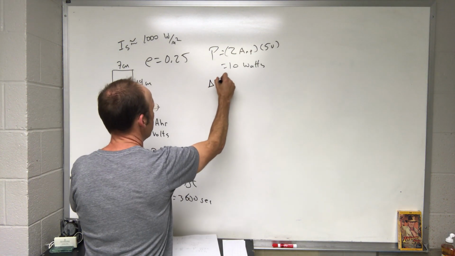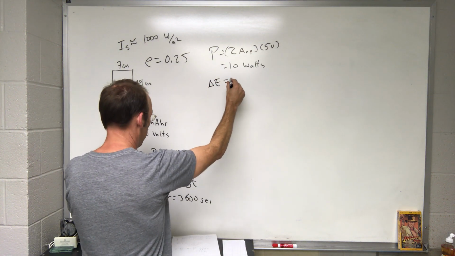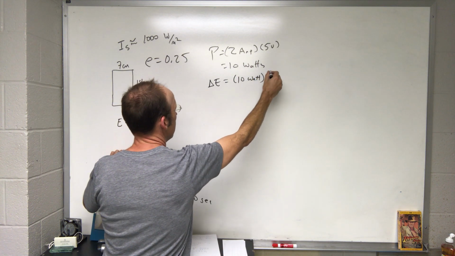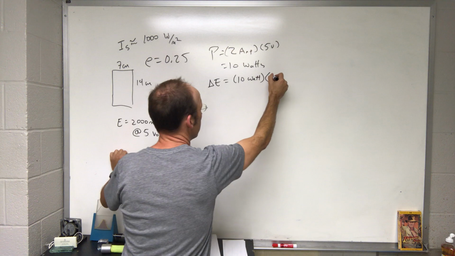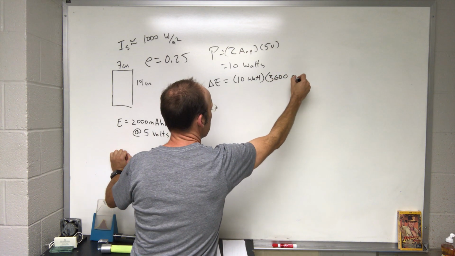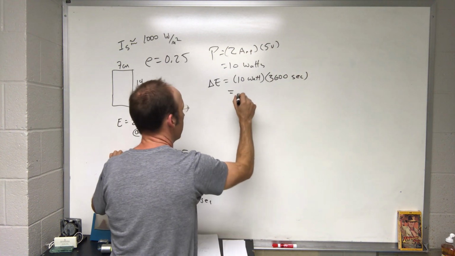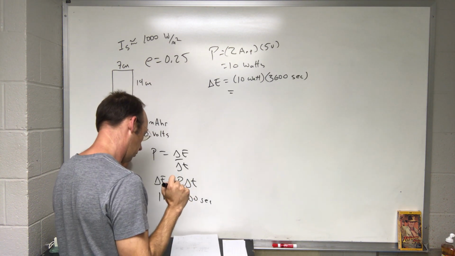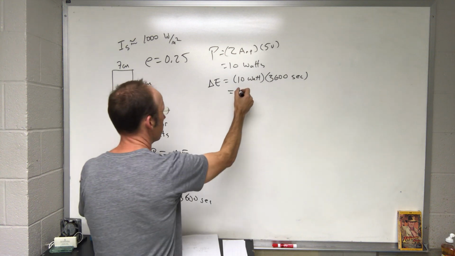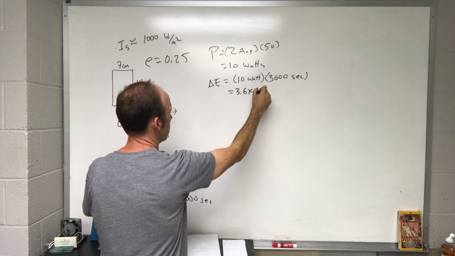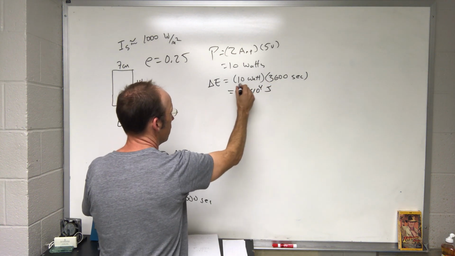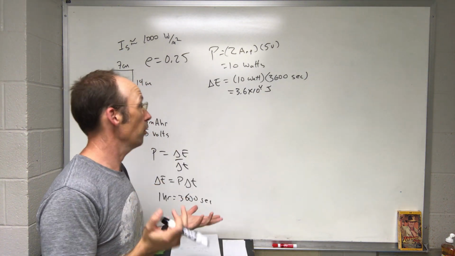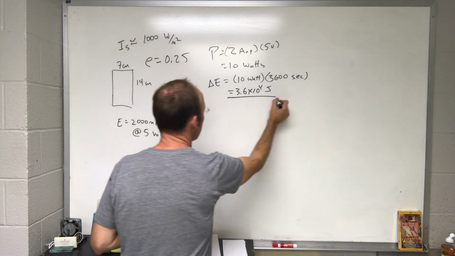So the change in energy for that battery in the phone is going to be the power of 10 watts, which is a joule per second, times 3,600 seconds. And I get 3.6 times 10 to the 4th joules. Right? Because 10 times 3,600 is 36,000, or 3.6 times 10 to the 4th. So that's the energy in the battery.